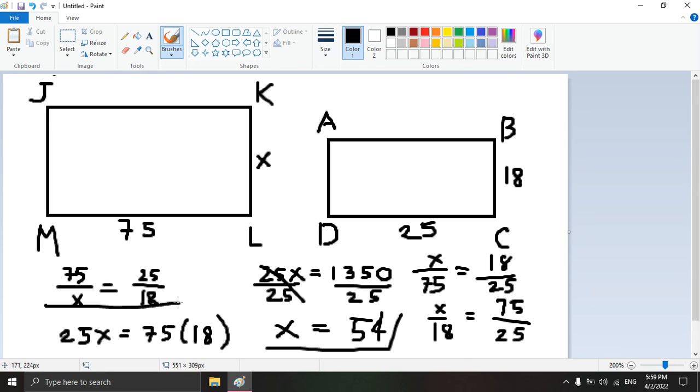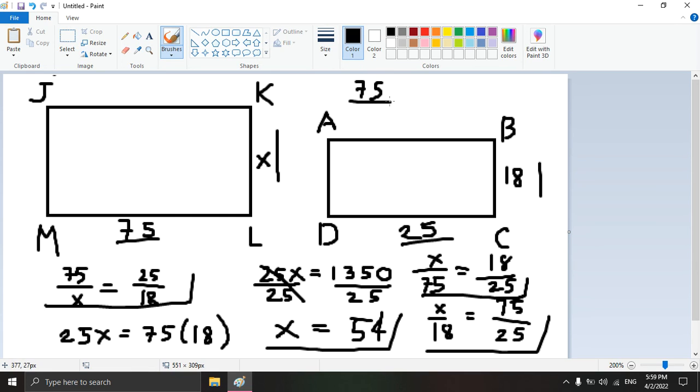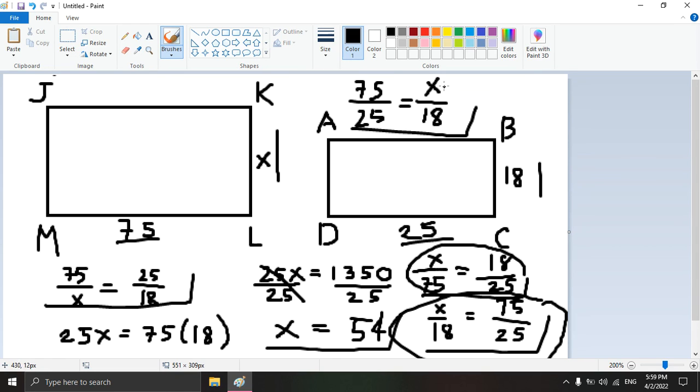It's either this one, this, or this. So you just choose among these three. Then the fourth: you can use 75 over 25 equals x over 18. So 75 over 25 equals x over 18. It is the same. You can try to solve this one or this one. The answer is the same, which is 54.